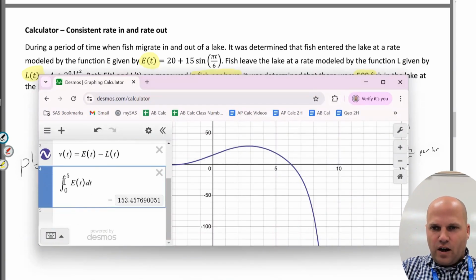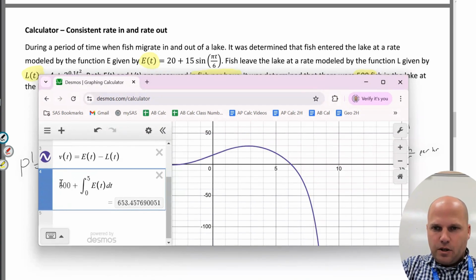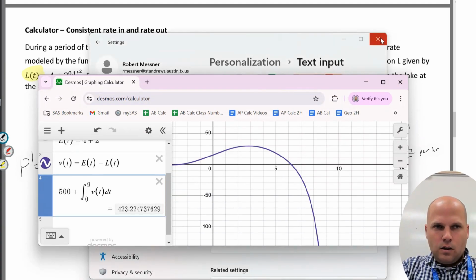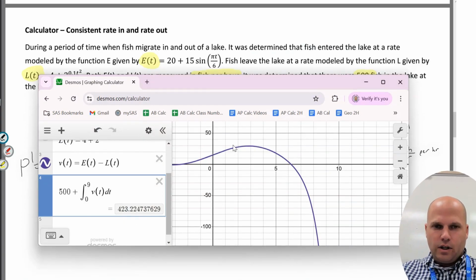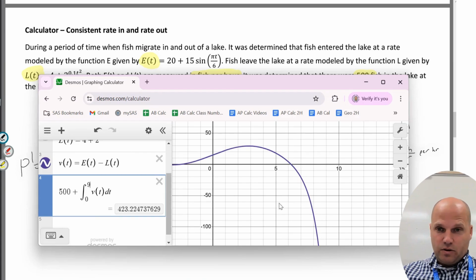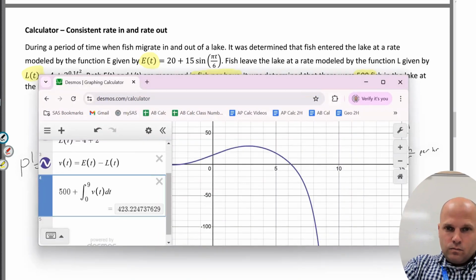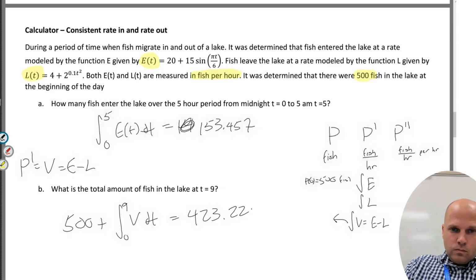What's the total amount of fish at t equals 9? Well, I started with 500, and then I'm going to accumulate V from 0 to 9. I realize that I add a bunch of fish, but then I start losing fish. Right now, I'm losing more fish than I'm adding, obviously, because my derivative is negative. After 9 hours, I'm at 423 fish. And this is my position at time 9.